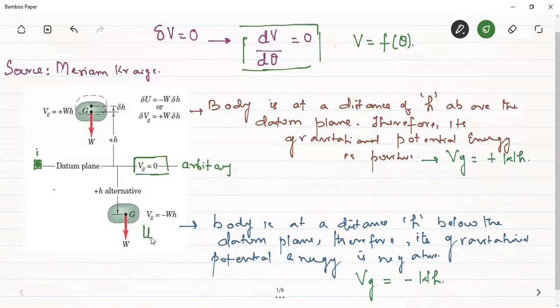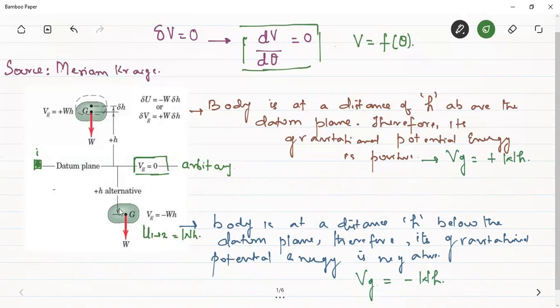If I want to write the equation of the work done, that is from the initial to the final position, this will be positive, WH. When the work done is positive, it has released the energy and we say that its potential energy has decreased. Okay, here the work was done and that work done was getting stored in the form of the potential energy. Therefore, the gravitational potential energy here was positive.